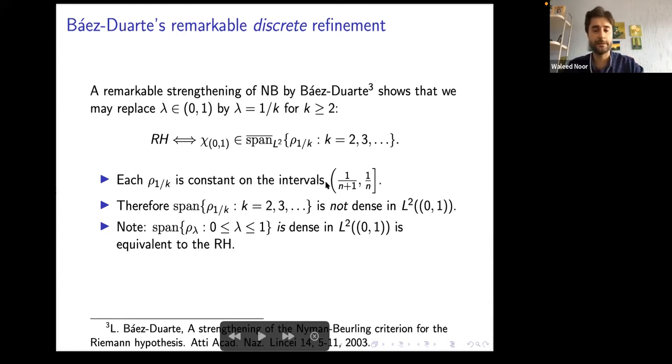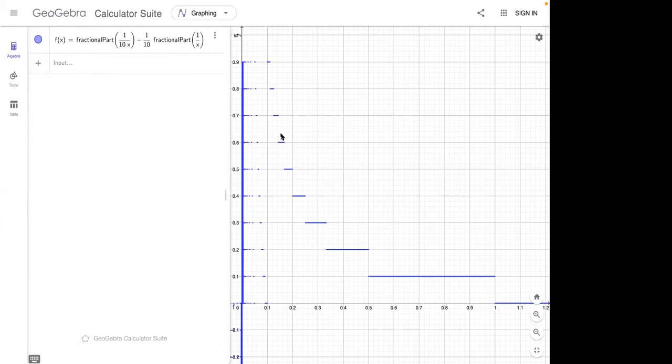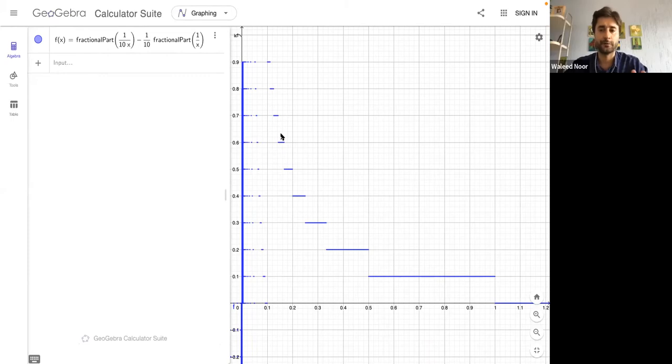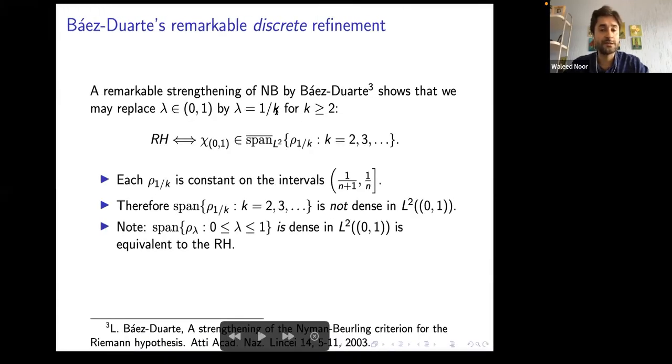So just to illustrate this, I've plotted a graph of one of the examples of these functions. Can you see GeoGebra? Yes, okay. Perfect. Thank you. So I've given here an example of that function choosing k equal to 10. So lambda is equal to 1 over 10.